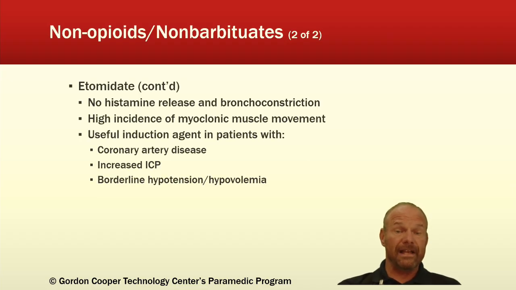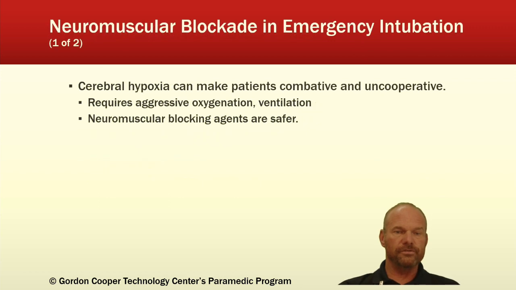Now etomidate is ideal for certain patients. What we're talking about is useful for induction in patients with coronary artery disease, because we talked about it avoids significant hemodynamic changes, protecting the patient as well as the heart. ICP issues, so it maintains cerebral perfusion pressure, and then borderline hypotension or hypovolemia, because it has those minimal effects on blood pressure, which makes it a safer option for patients with compromised circulation. So once again, it is a pretty versatile and effective induction agent, especially for those critically ill patients with those issues we just talked about.